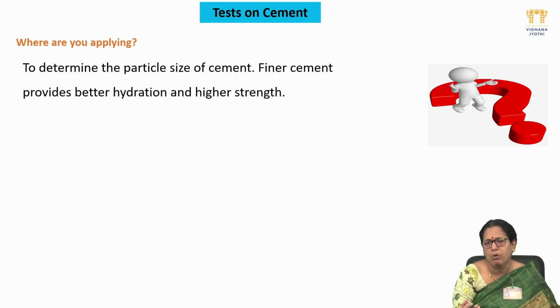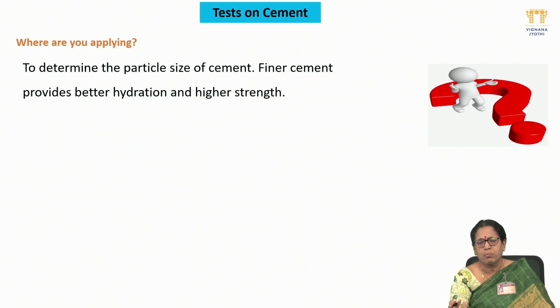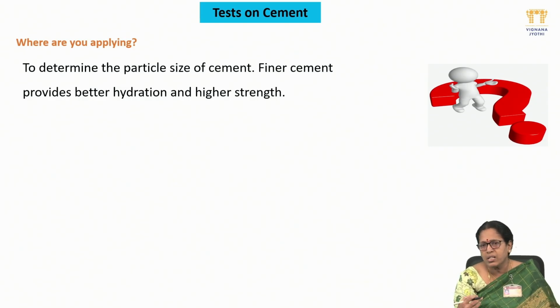Why do we have to perform this test in the laboratory? For any properties, the hydration of cement with water is very, very important. To have that hydration process, as we discussed in the earlier lecture series on types of cements, OPC 33, 43 and 53 grades of cements: as the grade increases, the particle size becomes finer. The size of your particle is going to be reduced.